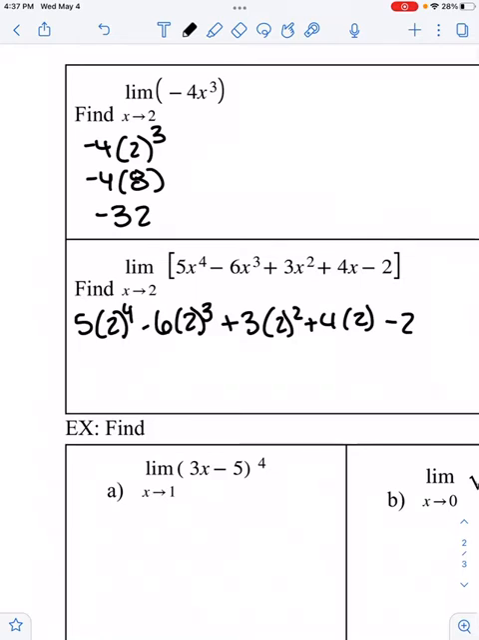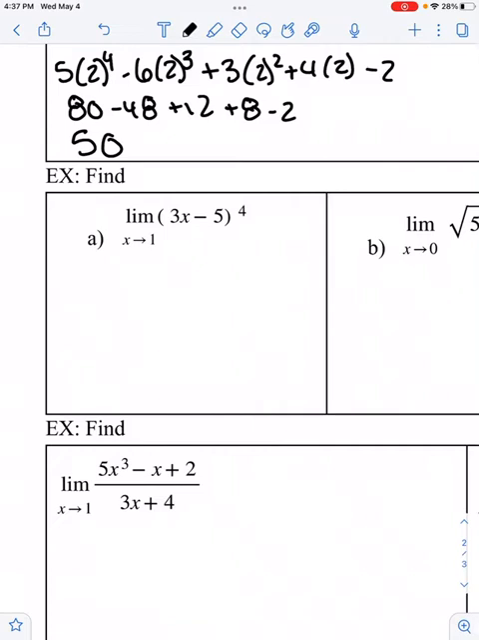5 times 2 to the 4th is 80. 6 times 2 to the 3rd is 48. 3 times 2 to the 2nd is 12. 4 times 2 is 8. And then minus 2. And together that equals 50.